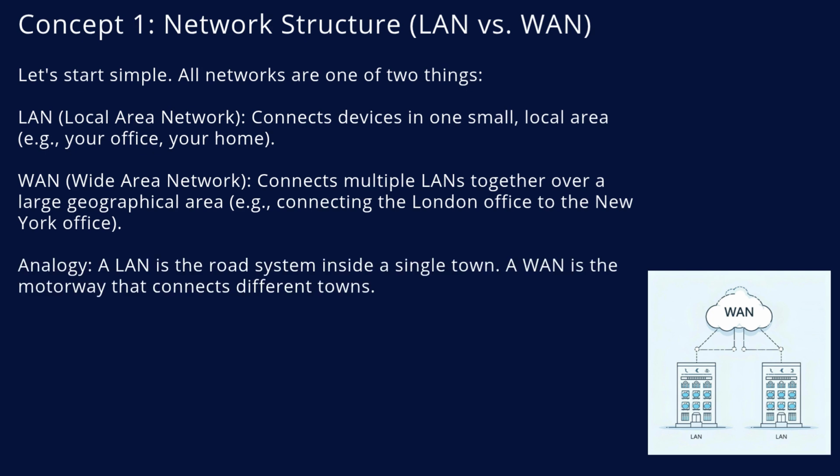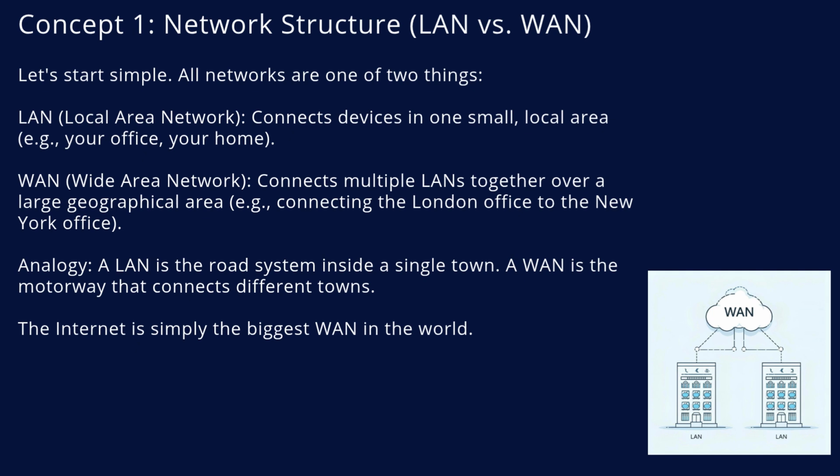A WAN, or wide area network, is what you use to connect multiple LANs together over a large geographical area. When your company's London office needs to share data with its New York office, it connects them using a WAN. A simple analogy is a road system. The LAN is the network of local streets inside a single town.